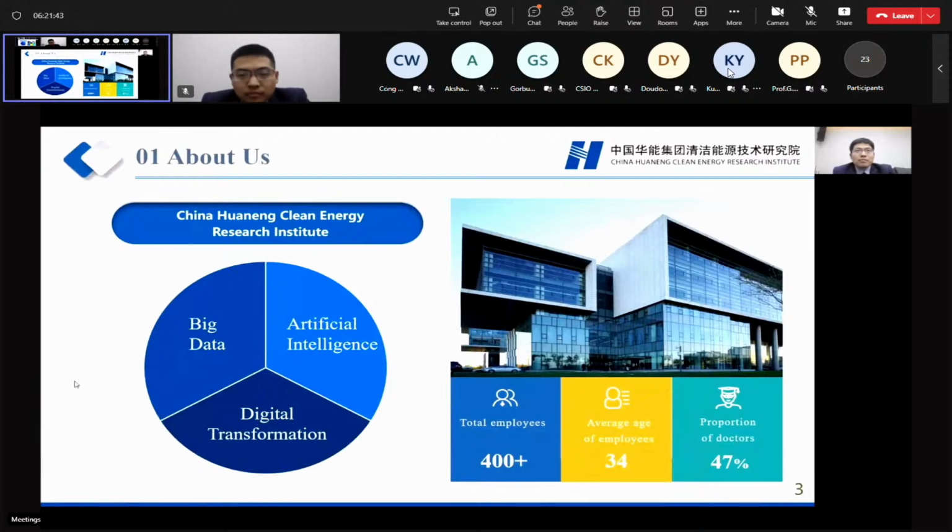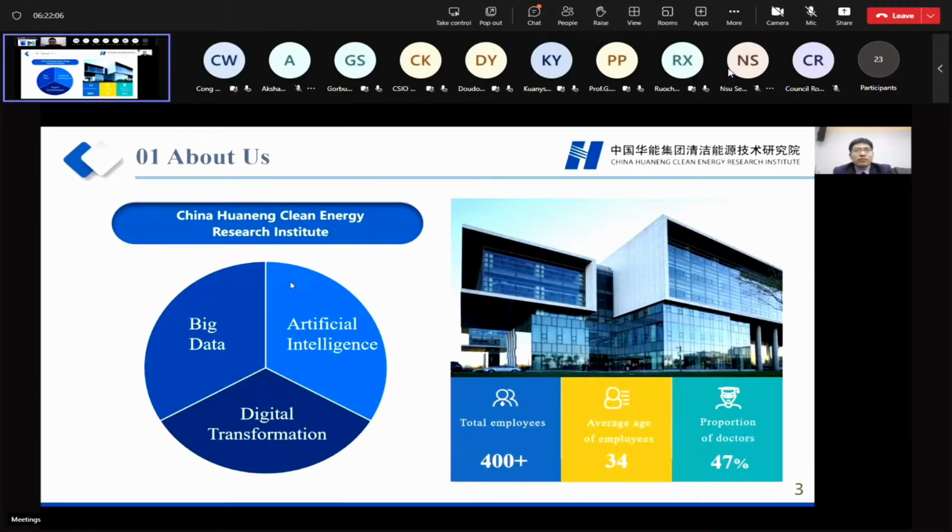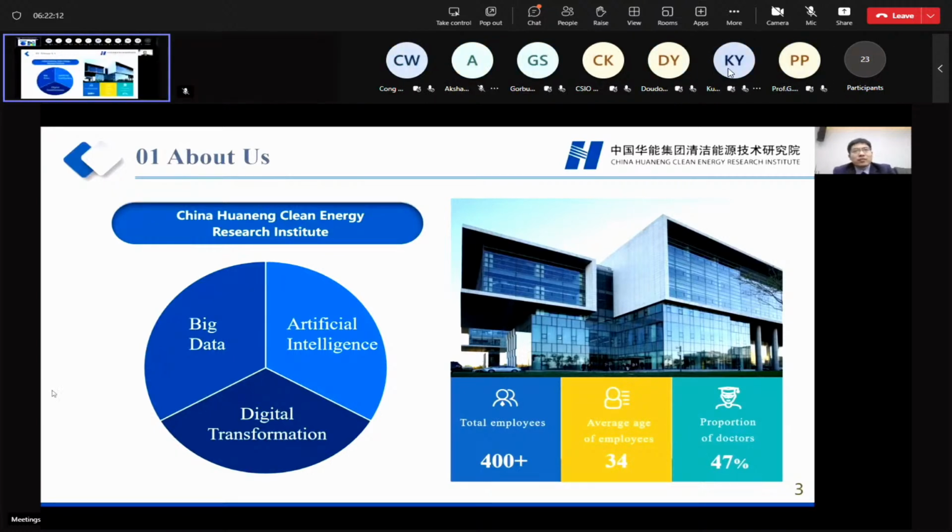Let me briefly introduce my research institute. Established in 2010, it is mainly engaged in technology research and development, key equipment development, and project implementation in the fields of new energy, coal-based clean power generation and conversion. The total number of staff is more than 400. The average age is 34 years old, and the doctors account for 47%.